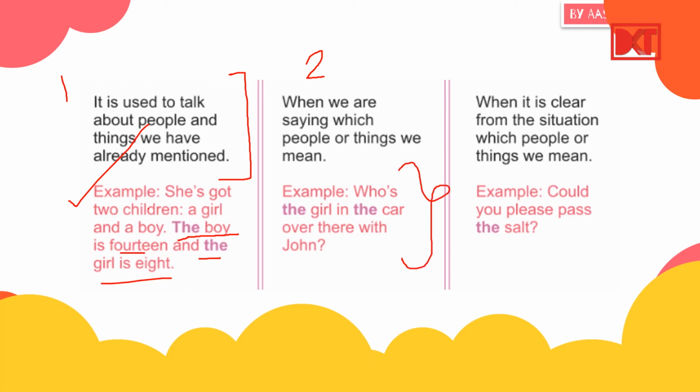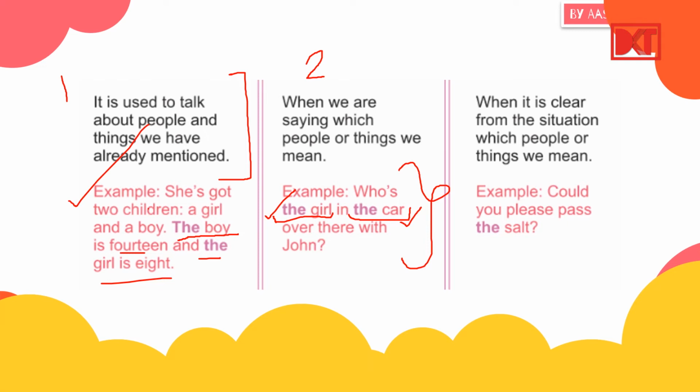तो जैसे यहाँ पे example है, who's the girl in the car over there with John? हम एक particular लड़की की बात कर रहे हैं, एक लड़की है जॉन के साथ कार में, so who is the girl in the car over there with John? Okay, the girl, the car, specifically बात कर रहे हैं, कोई रैंडम बात नहीं हो रही. यहाँ पे हम एक स्पेसिफिक गर्ल के बारे में बात कर रहे हैं, पॉइंट आउट करके.